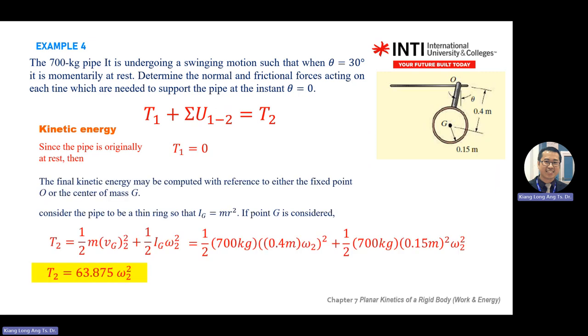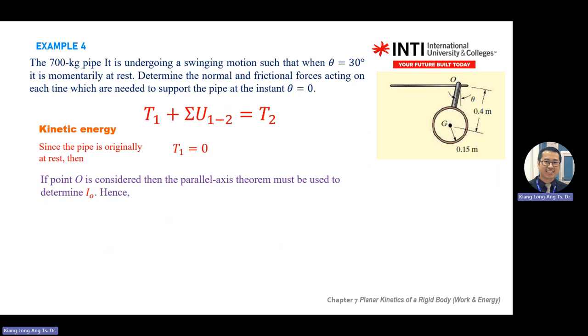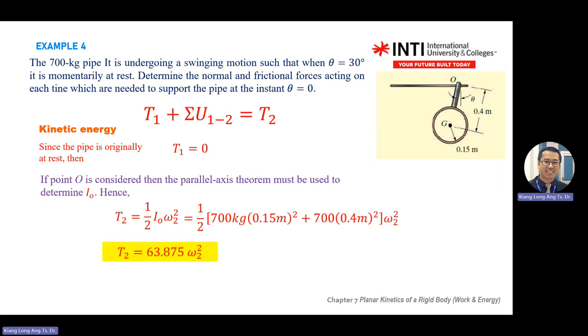So there are two ways. This one is from the center of mass, center of gravity, G. I'll show you another calculation. If you do it at point O, what happens to your I_O? I_O equal to I_G plus m d squared. I_G, this one you read from the paper. It's a ring, so it's mR squared. And m d squared, this one, the distance d from O to G is 0.4 here.